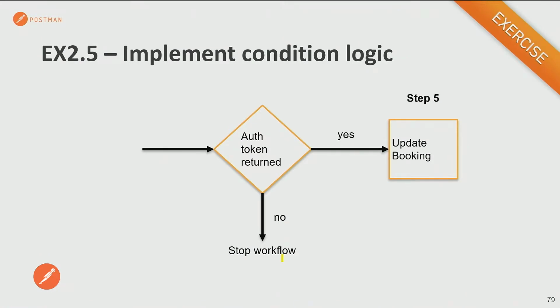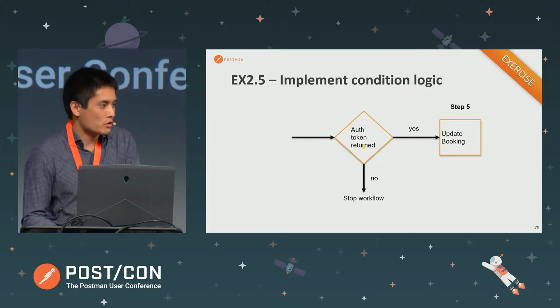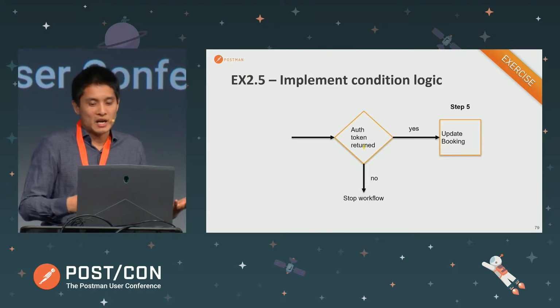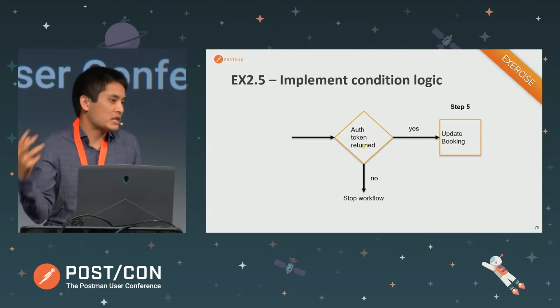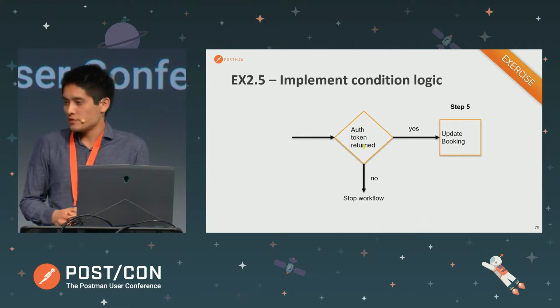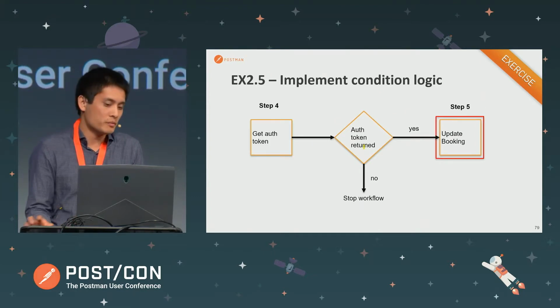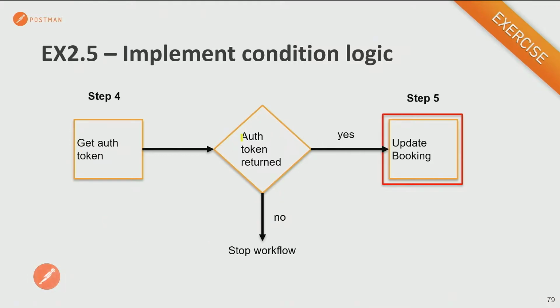In our example, we have that auth token. So when we're getting our authentication token, what if we supply the wrong credentials and it doesn't give us an authentication token? Well, we can't progress to the update and delete booking steps in our workflow, so we have to basically stop the workflow. So this is what we're going to implement. Get auth token. We do a check to see if the auth token was returned. If not, we stop it.